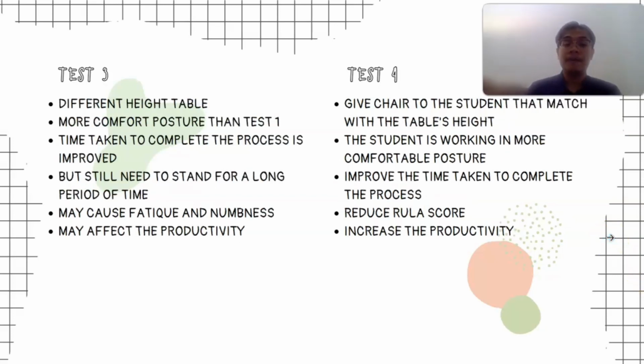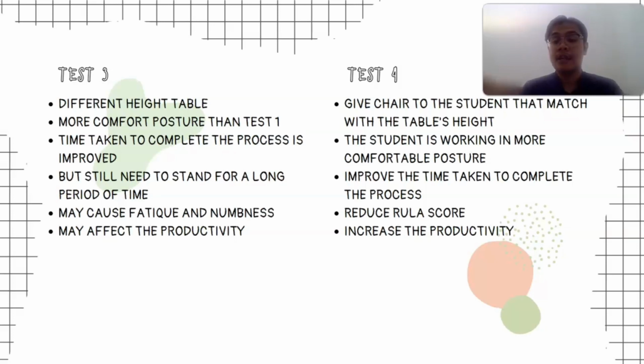For test 3 and 4, for test 3, we change to a different height table. We can see that the student is in a more comfortable posture than in test 1 and test 2. We also get the data that the time taken to complete the process is improved, but the student still needs to stand for a long period of time. So this may cause fatigue and numbness to the student, and also may affect the productivity.